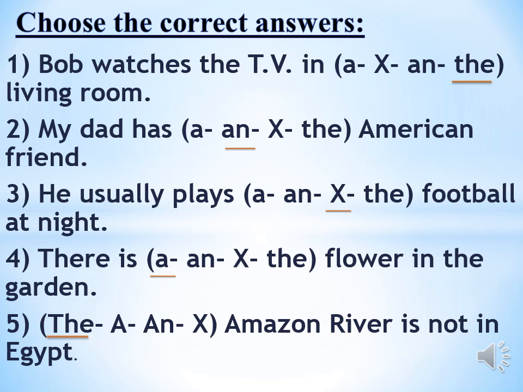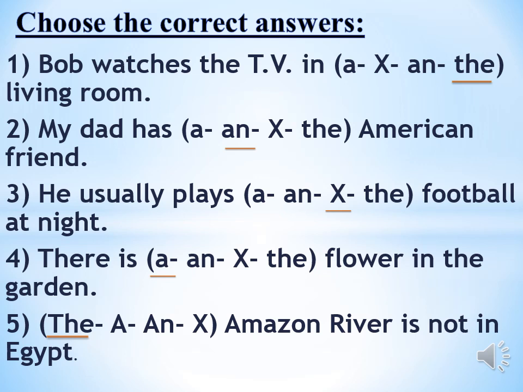In number 2, my dad has an, no article, or the American friend. Here I have an adjective followed by a noun, and the adjective here starts with a vowel. So I say, my dad has an American friend. In number 3, he usually plays an, no article, or the football at night. As I said, all kinds of sports take no article. So the answer here, he usually plays football at night without an article.